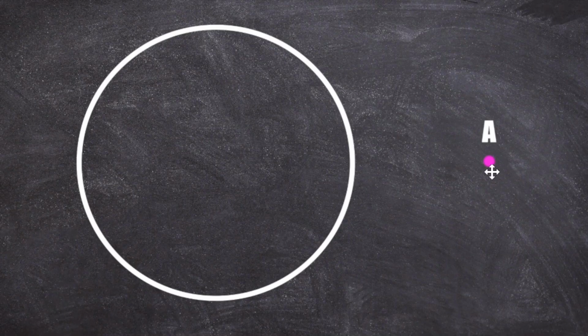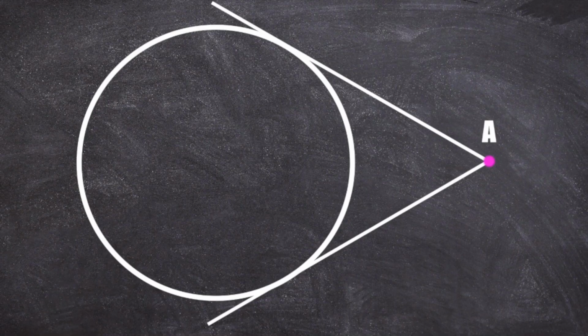We'll start off with a point outside of the circle, and we'll label that point A. Now we'll draw one tangent line from this point to the circle's edge. And then from the same point, we'll draw a second tangent line in another direction and make sure it also touches the circle's edge. When we say the tangents are of equal length, we mean that for both tangents, the distance between the external point and the point where the tangent touches the circle is equal.